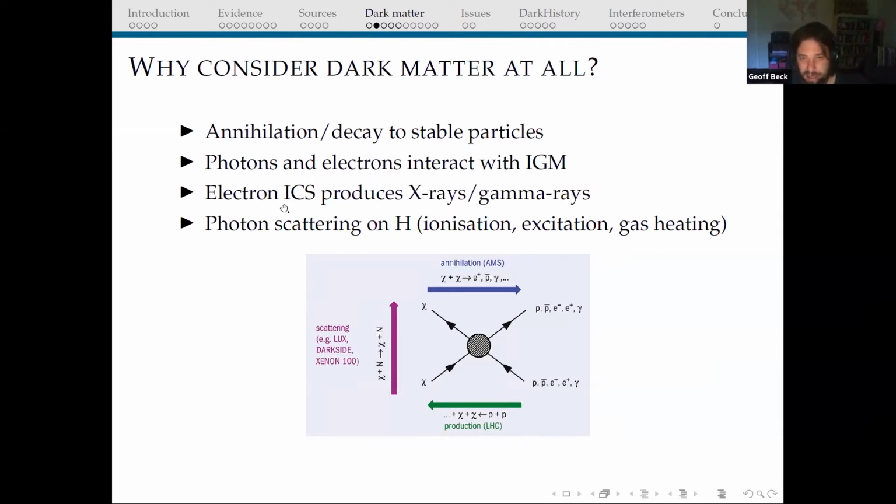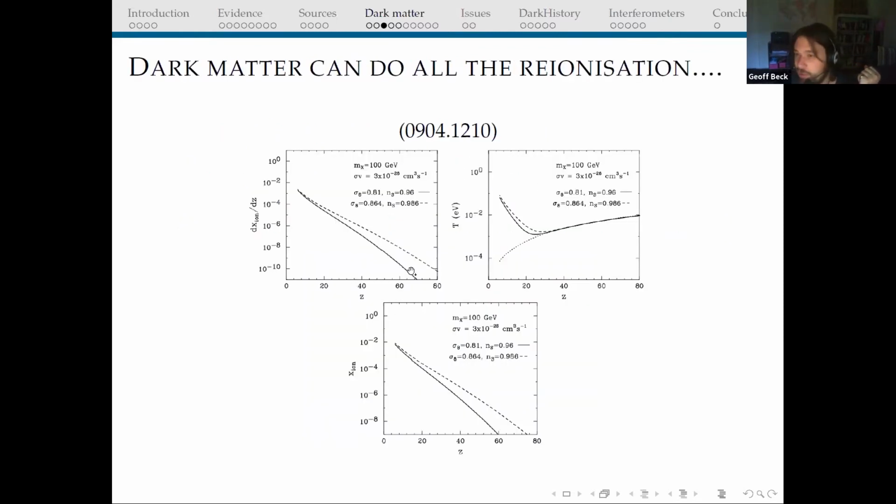We can have electrons being produced by the annihilation. Those electrons can, through inverse Compton scattering, produce X-rays and gamma rays. And these are fantastic at ionizing, exciting, and heating the neutral gas. We also copiously produce photons during dark matter annihilation, and those will have similar effects. So dark matter can have a very powerful effect, but in order to illustrate this to you, I'm going to show you a slightly old paper now from 2009, at least their main results.